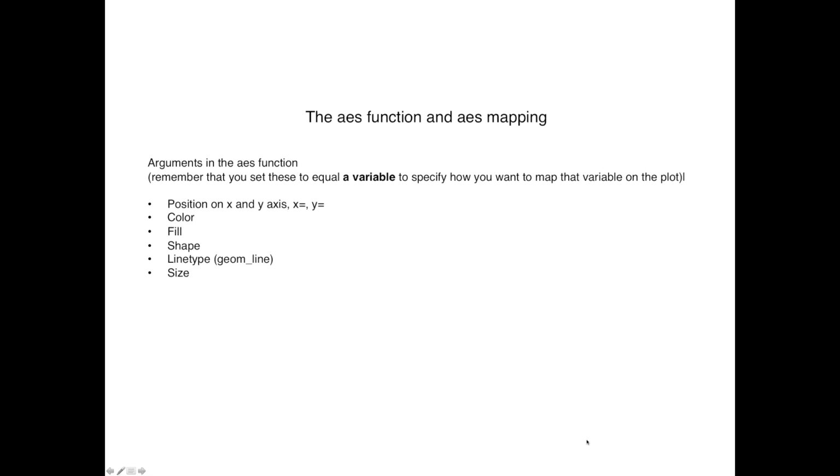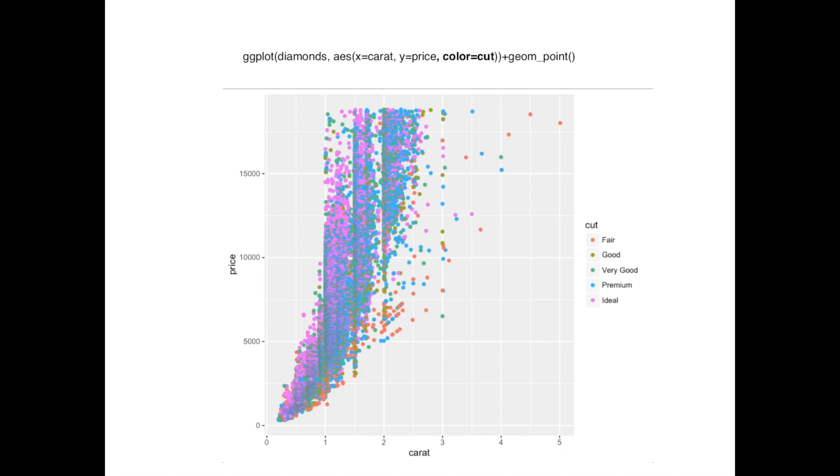So now I'm going to talk more about the aesthetic function and aesthetic mapping because it's kind of confusing. But basically, aesthetic mapping, as I said earlier, describes how we want to map variables onto the plot. So we've only seen mapping of variables onto the x and y axis, but we can also map variables to the color of the points, the fill of the points, the shape of the points, and the size.